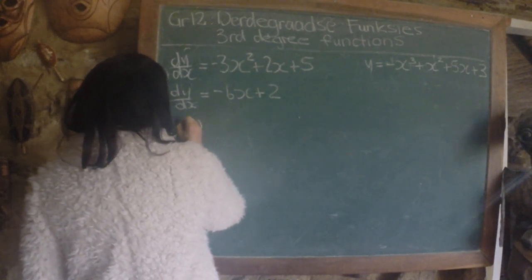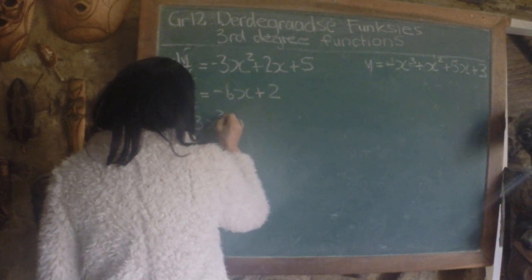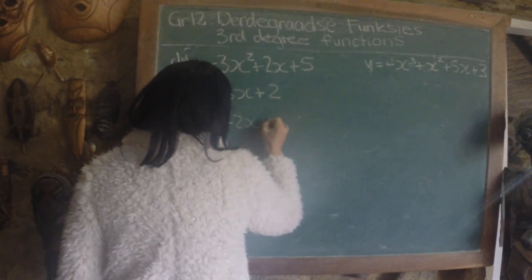To determine the stationary points, you equal the first derivative to 0 and you factorize and get x values.